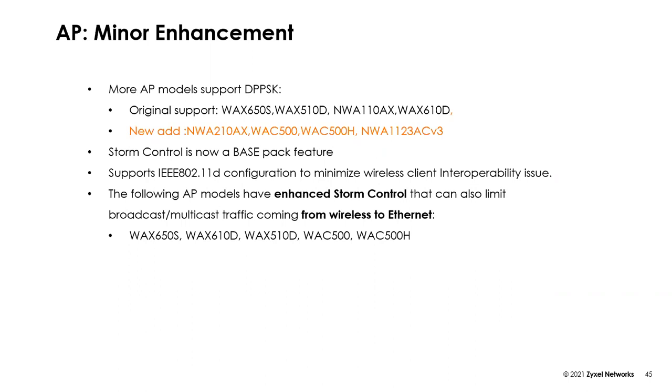We now have Storm Control, which has been there as a Pro Pack feature. It is now a Base Pack feature. But Storm Control does only work, though, with these devices here. These enhanced Storm Control as WAC 650S, WAC 610D, WAC 510D. Basically, the new Wi-Fi 6 500 series APs and the new Wave 2 500 series APs. So that is it for wireless.